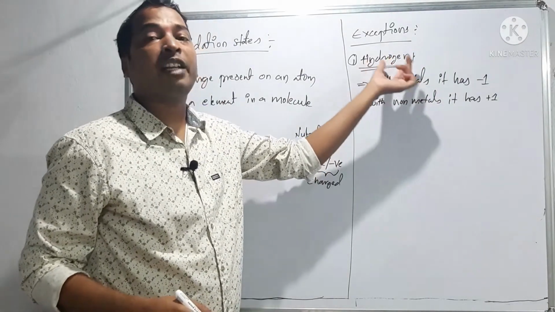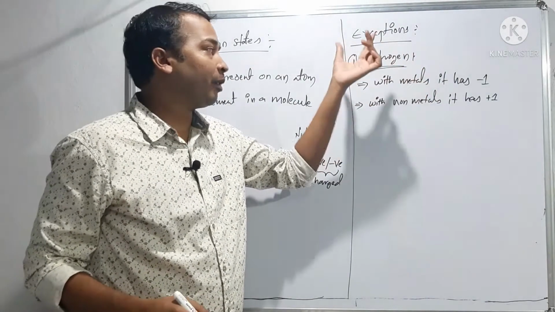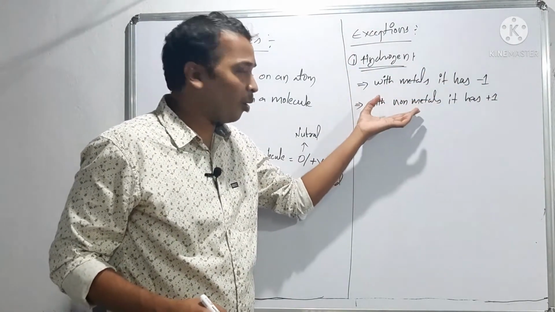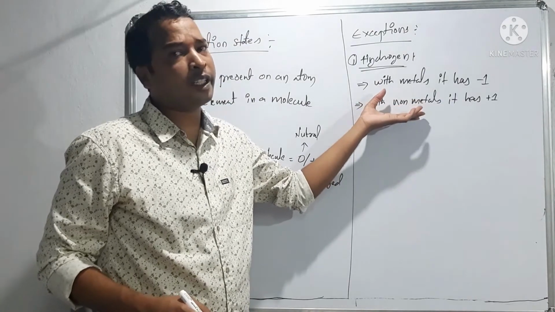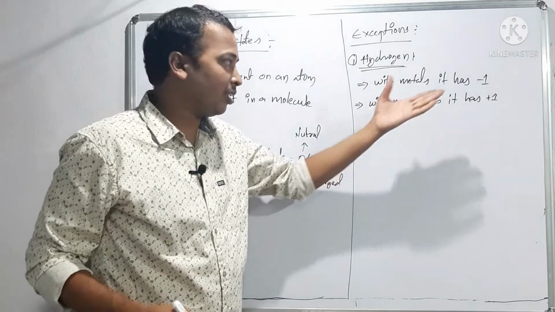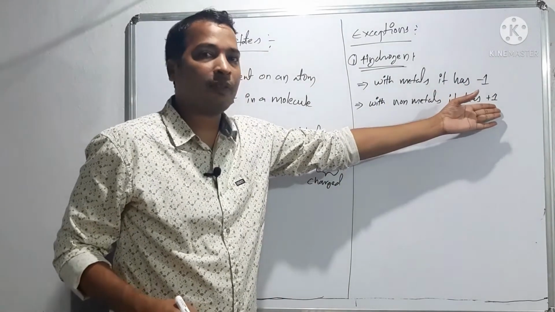With metals, hydrogen is more electronegative than the metals, so it accepts an electron from the metal and shows a negative charge. With non-metals, hydrogen is less electronegative than the non-metals. That's why it donates its electron to the non-metals, and that's why it has a +1 charge.